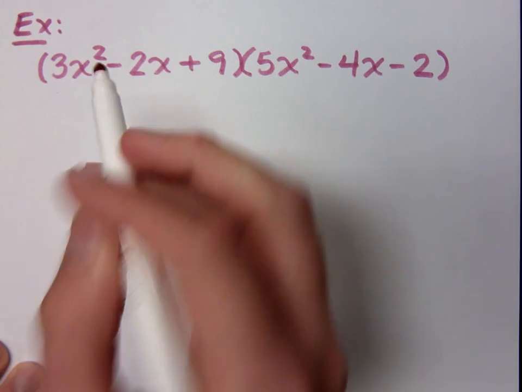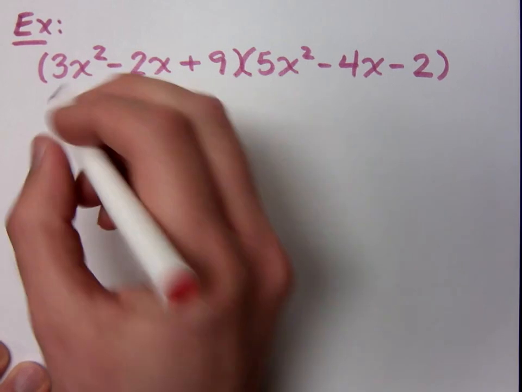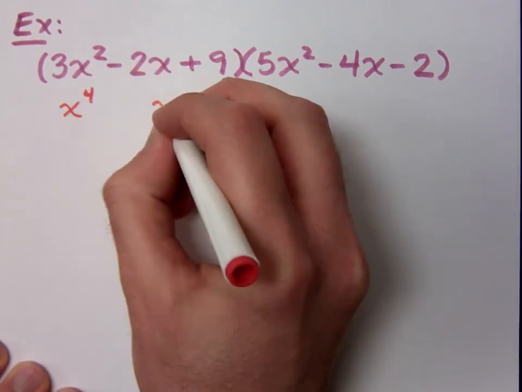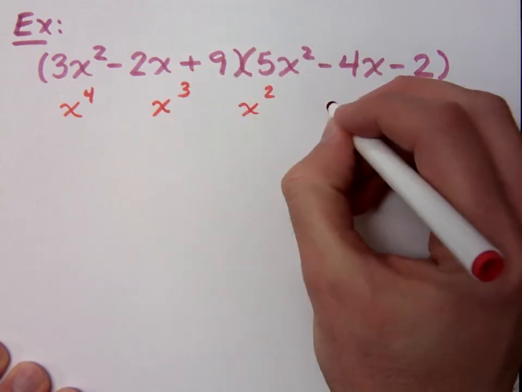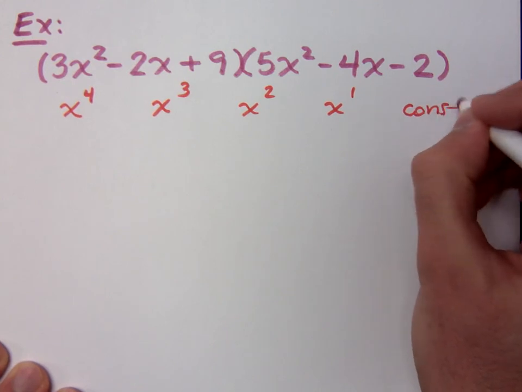Now, we know that when I multiply x squared times x squared, I'm going to end up with what? X to the 4th. And I kind of expect my polynomial to just decrease by 1 degree all the way down to my constant term. Do y'all agree? Kind of expect that?